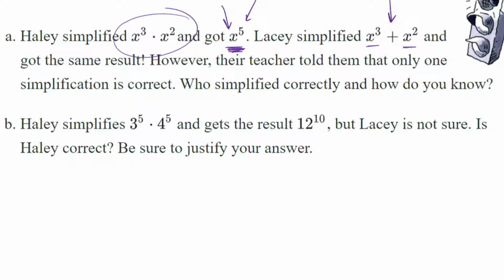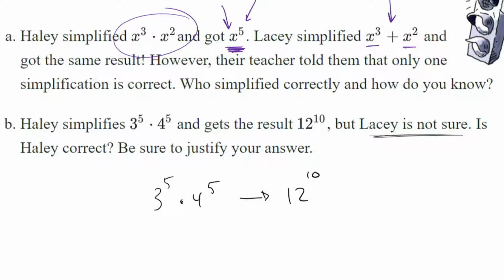So next one, Haley simplifies 3 to the fifth power, and she multiplies that by 4 to the fifth. And she gets the result 12 raised to the 10th power. But Lacey is not so sure. She's not sure if this is correct. Is Haley correct? Be sure to justify your answer.